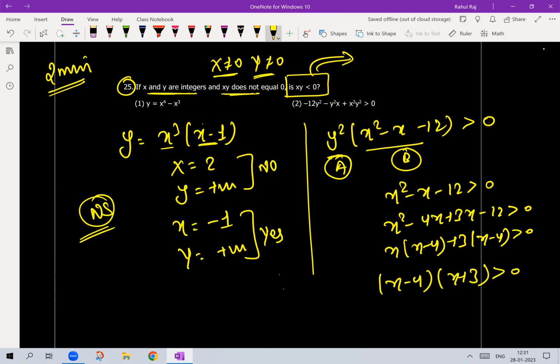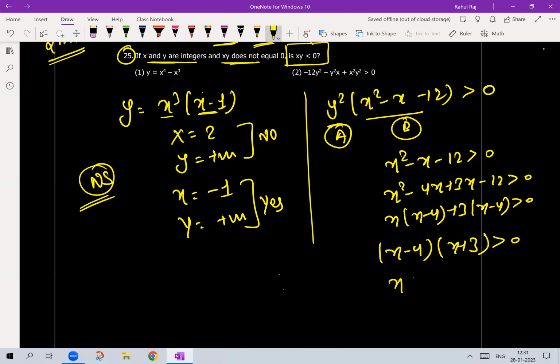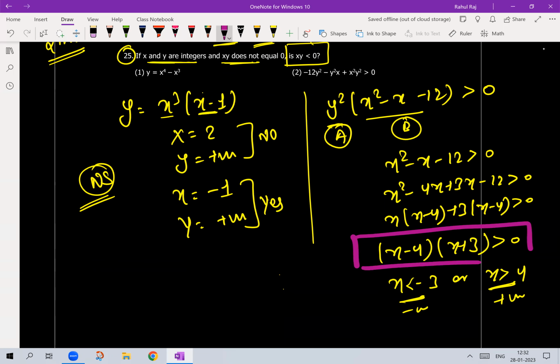So (x minus a) into (x minus b) greater than 0 means what? x is either less than -3 or x is greater than 4. It means x can have some positive value, x can have some negative value. I have done here exactly the same thing which we studied in the last class. (x minus a) into (x minus b) greater than 0, that is x is less than a or x is greater than b. So x is less than -3, x is greater than positive. It means you can take a negative value of x, you can take a positive value of x.